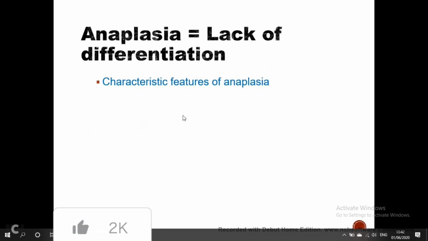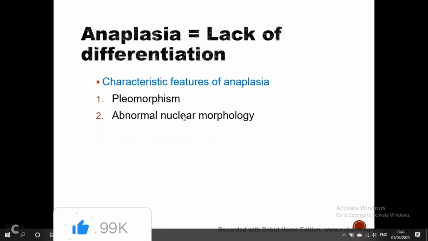There are certain characteristic features of anaplasia that you should remember by heart and that you should understand also. So the first one is pleomorphism. Pleomorphism is variation in the shape and the size of the cell. Then abnormal nuclear morphology: the chromatin clumping, the irregular nuclear borders, the prominent nucleoli. It is all anaplasia. Then there are frequent mitoses present in the tissue.